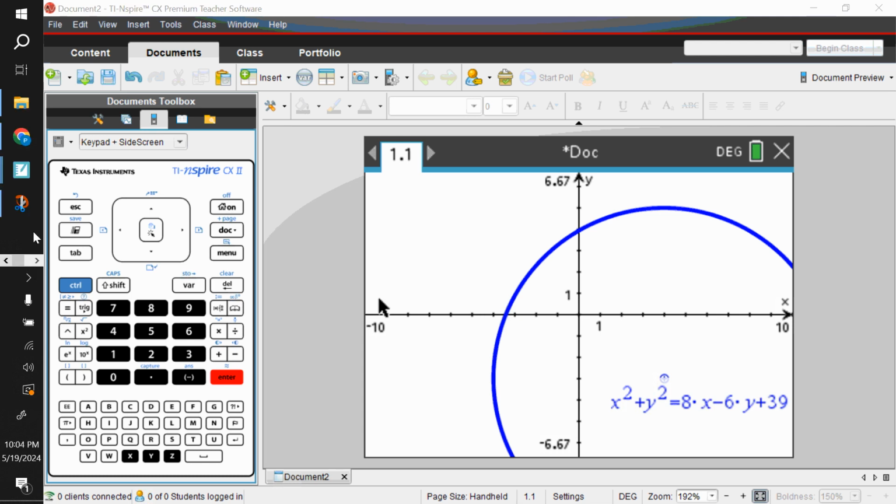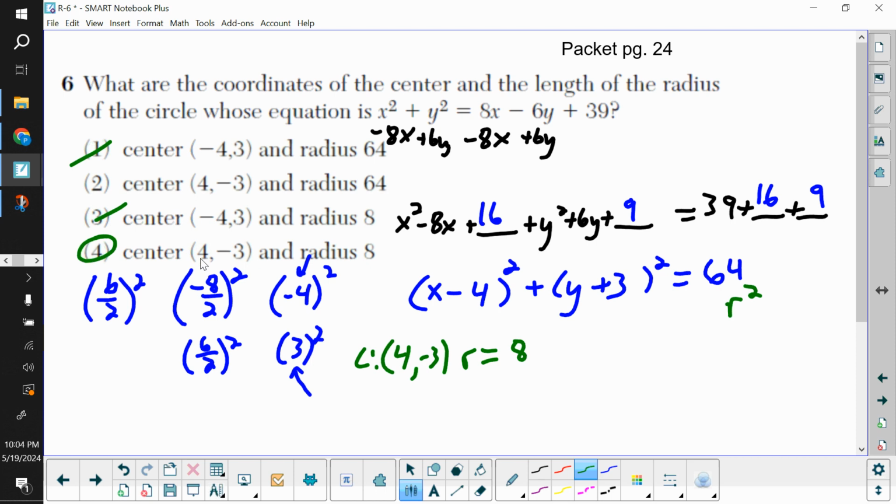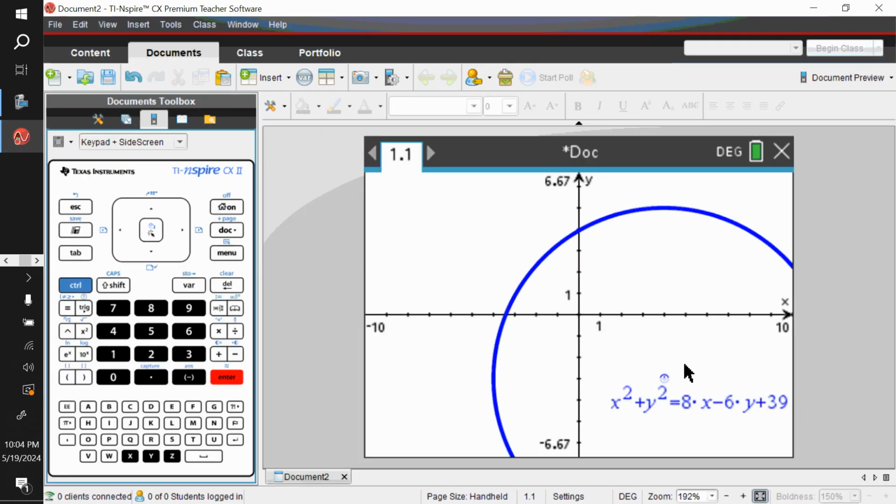So if we flip back here, positive x and negative y tells us it has to be choice 2 or 4, and then we're down to either radius 64 or radius 8. Well, if the radius is 64, you wouldn't even be able to see the circle on this page. So it's definitely got to be 8.